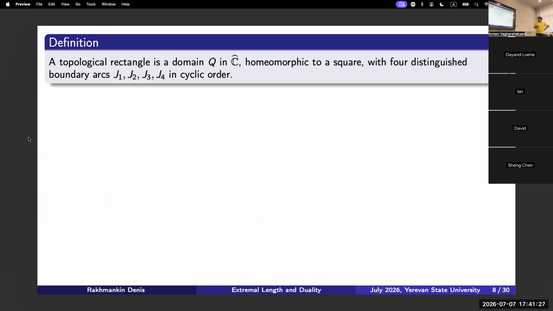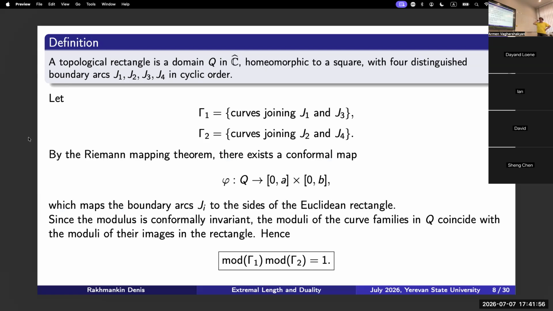Okay, if we have that, we can easily and for free extend our duality to the whole topological rectangle. So suppose we have a topological rectangle, a domain homeomorphic to a square, with four distinguished boundary arcs. Maybe I should add something about the boundary, that it has a Jordan boundary. Without that, as I see, the Riemann mapping theorem doesn't work. But if I add the property that the boundary is Jordan, it's enough.